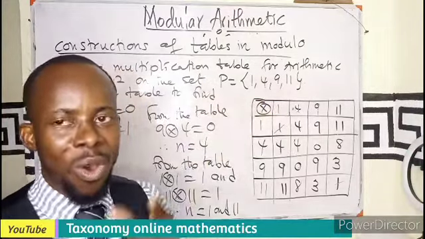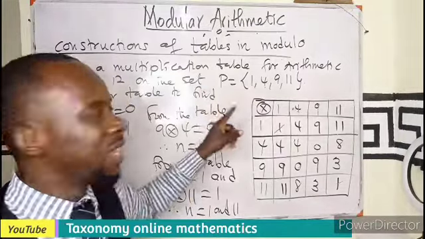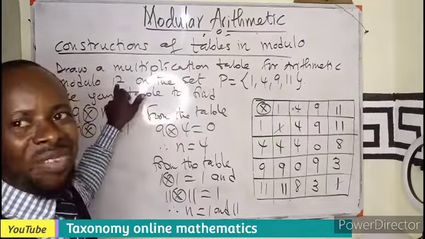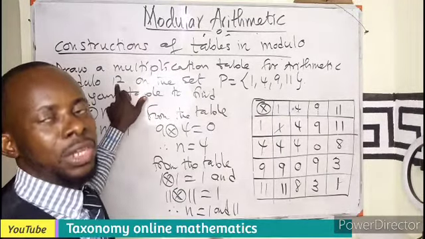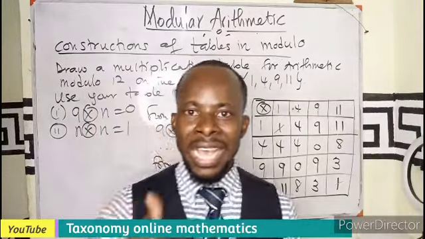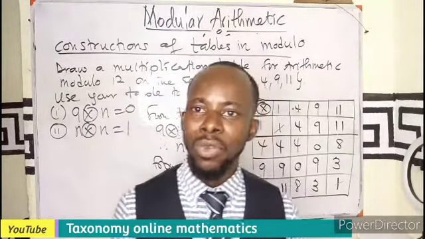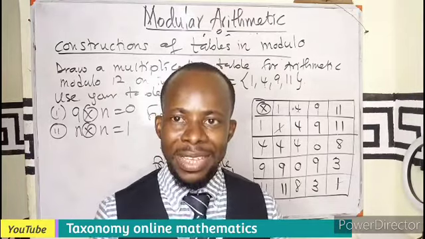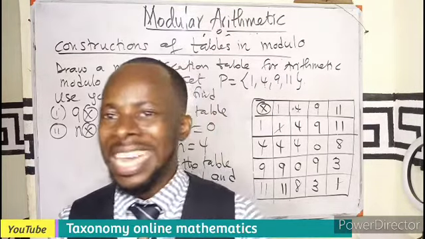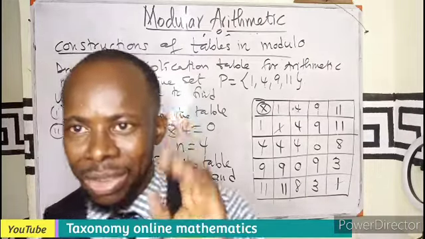So your task or your homework is to construct a multiplication table for arithmetic modulo what? 7. Mod 7. Use all the set right from 0 to 6 and see if you can be able to do that. I believe at this point you are nodding your head, smiling. I thought the topic modulo was that difficult, but today you grabbed the concept.